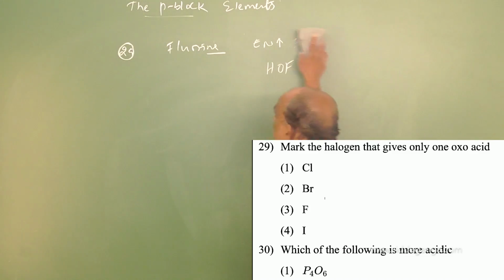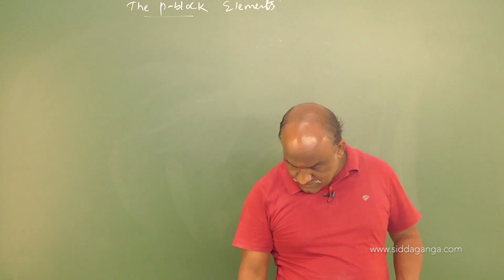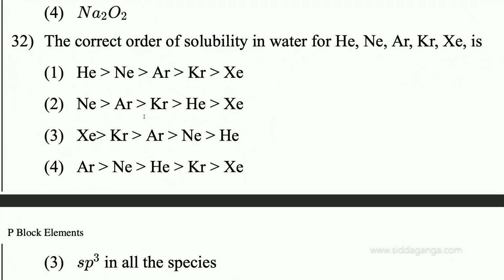And next, question number 32. The solubility in water for helium, neon, argon, krypton, xenon is. This is a very important and interesting question because we expect it in the examination. Down the group solubility increases. Very important: boiling points increase, and solubility increases for noble gases. Eliminating radon, xenon is the most soluble. After xenon, krypton; after krypton, argon; then neon; and last is helium.